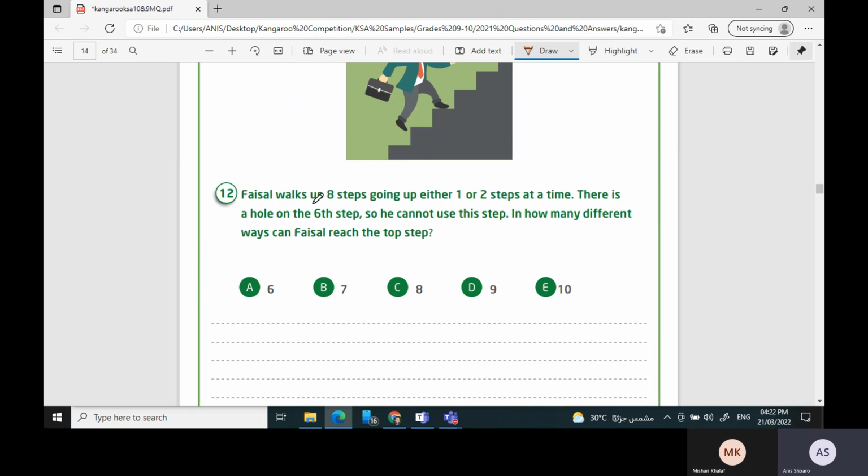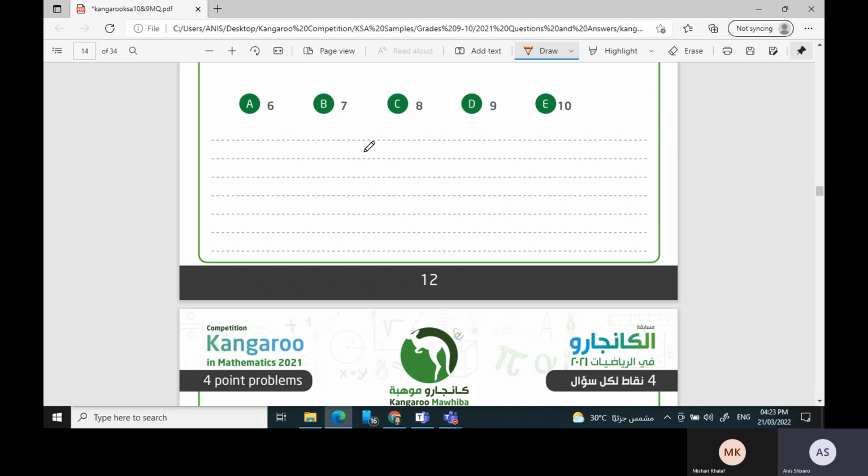Okay, so we have stairs of 8 steps. We are going up. Faisal is going up. And of course, he can go one by one or he can skip. There's a hole on the 6th step, so he can't use this step. In how many different ways? They want us to calculate the number of ways he can reach the top step. So we're going to find different cases, case when he is using 2 steps, case when he is using 1 step. Of course, I'm going to teach you a small trick.